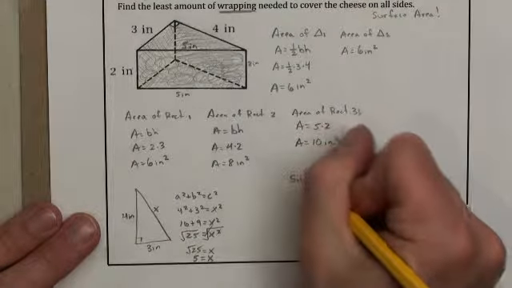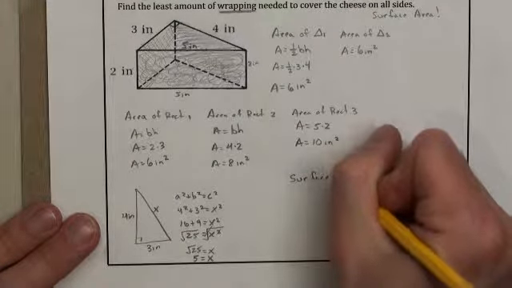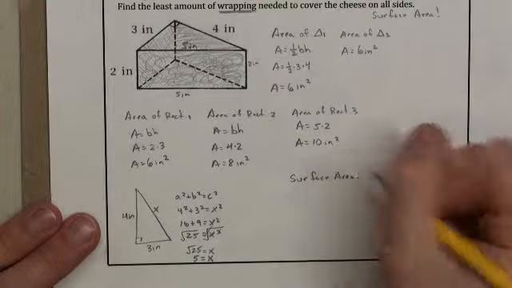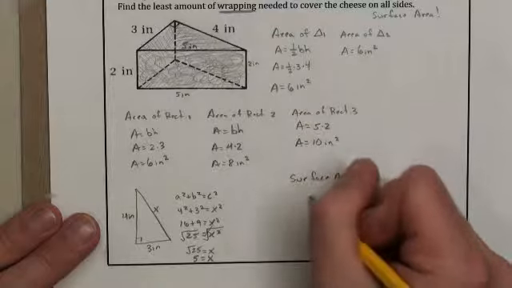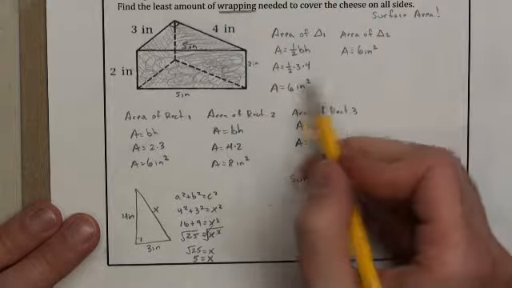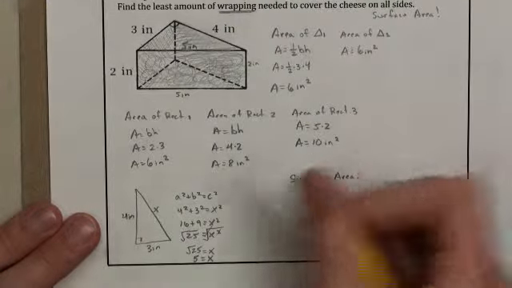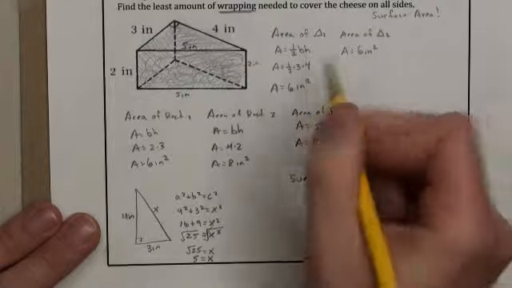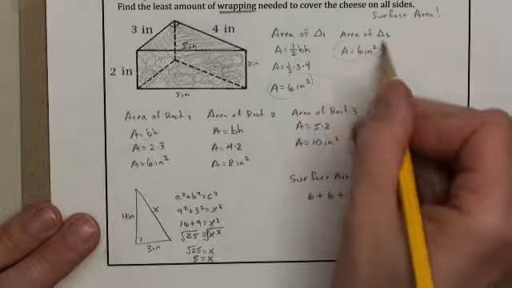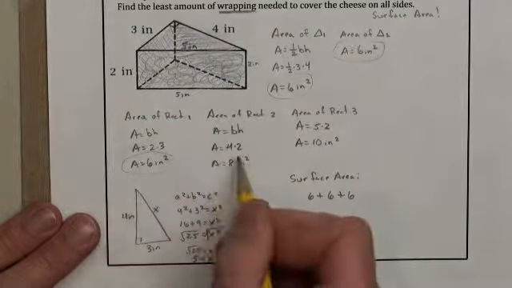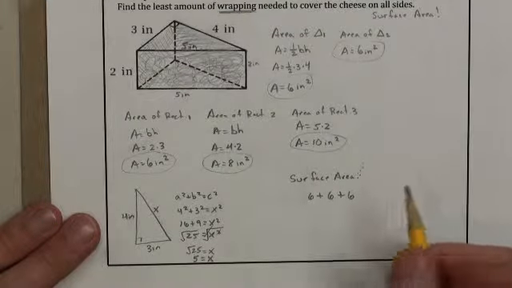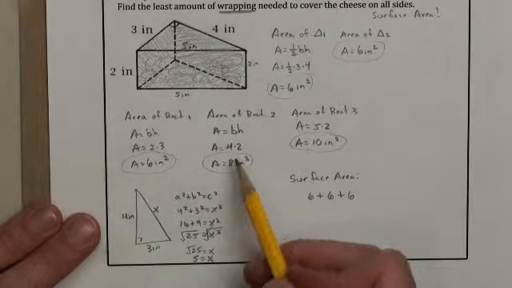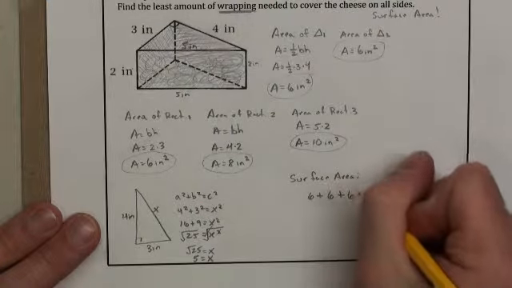So now finally, surface area is 6 plus, we just add up all the areas, plus 6 plus 6. So let's circle these areas that we found, because these are like partial answers. So 6 plus 6 plus 6 plus 8 plus 10.